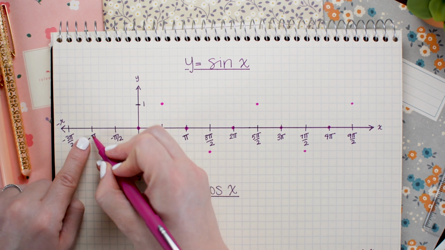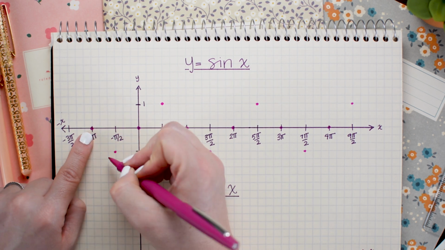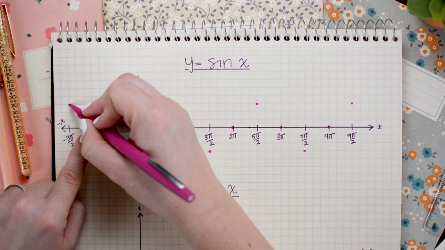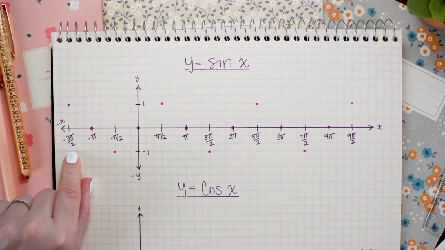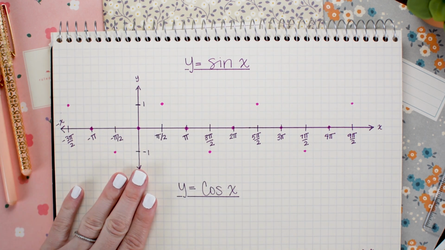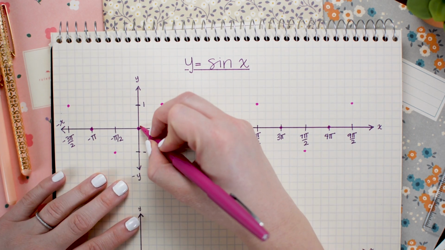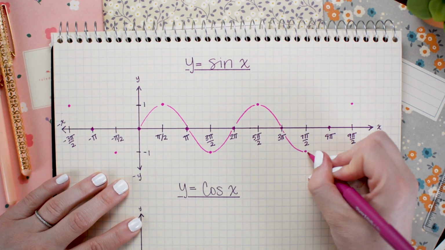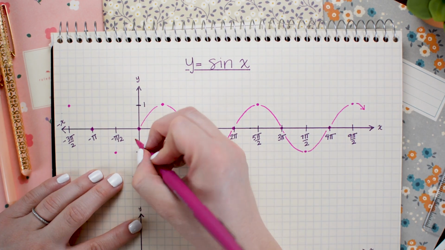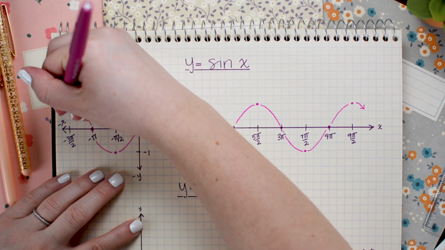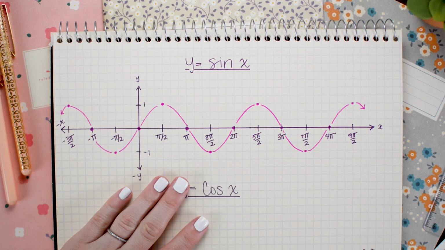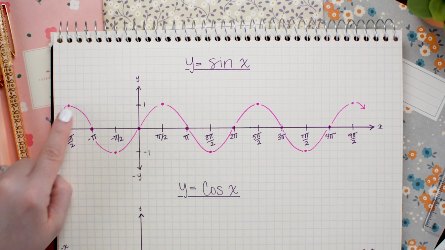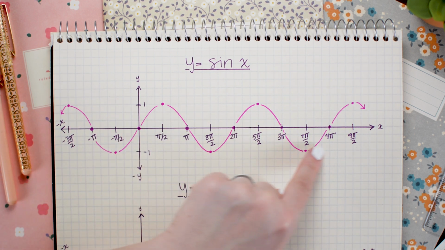And then I'm going to go back up to negative pi and 0, and then positive 1 at negative 3 pi over 2. All right, now you have all your points plotted, and the last thing we have to do to graph our sine curve is connect the dots. So after you've connected it with a smooth curve, you now see that you have this sine function.